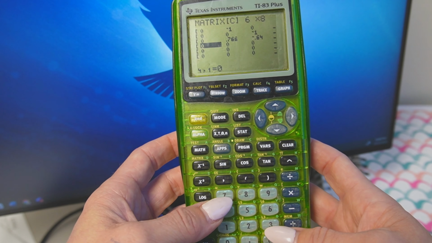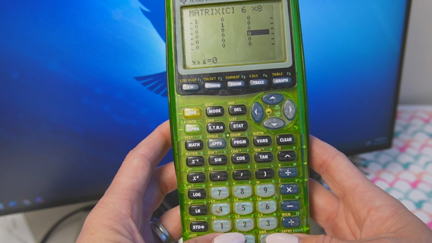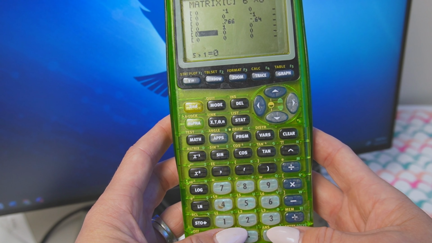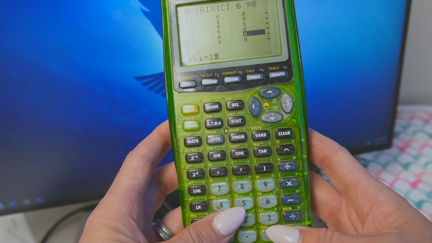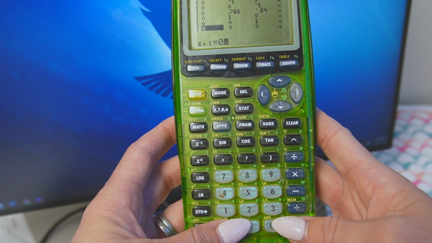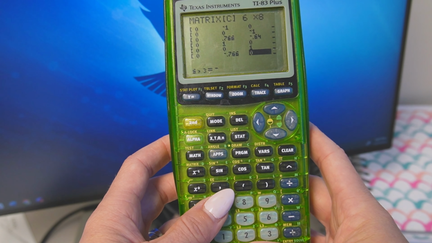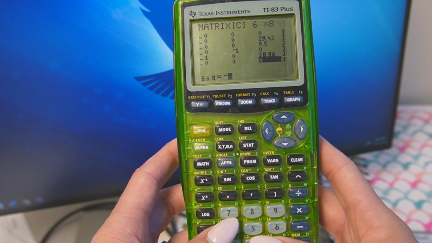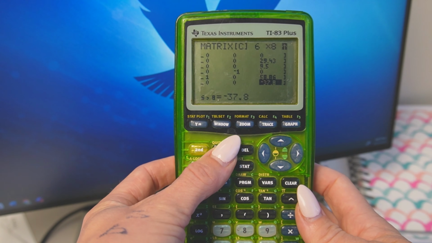Then in our fourth, we have 0, 1, 0, 0, 0, 0, negative 1, and 0. Our fifth, we have 0, 0, 1, 0, 0, 1, 0, 58.86. Then we have 0, negative 0.766, negative 0.64, 0, 0, 0, 0, negative 37.8.